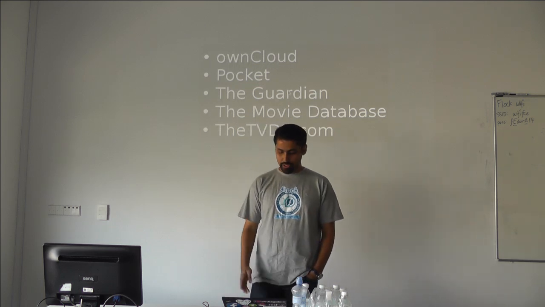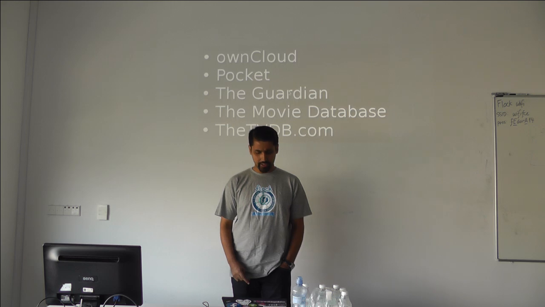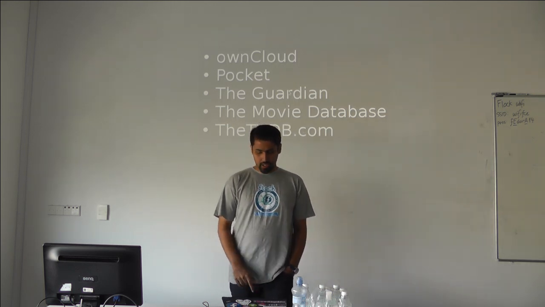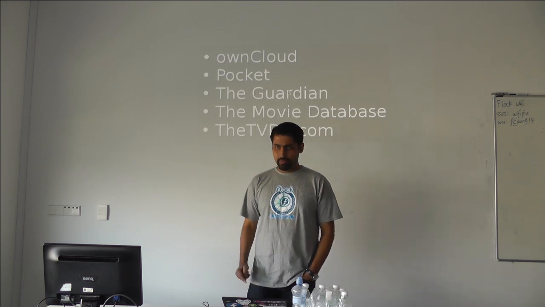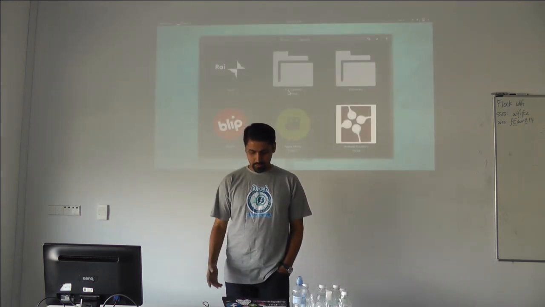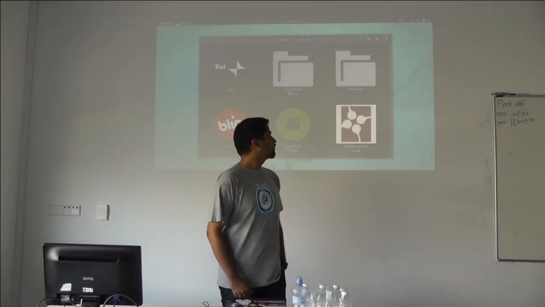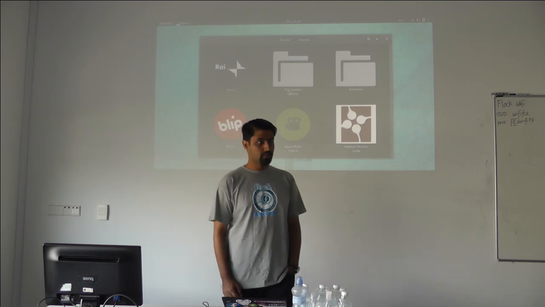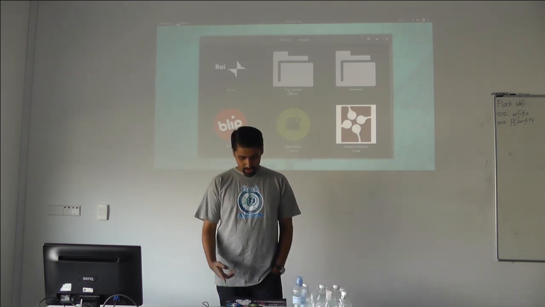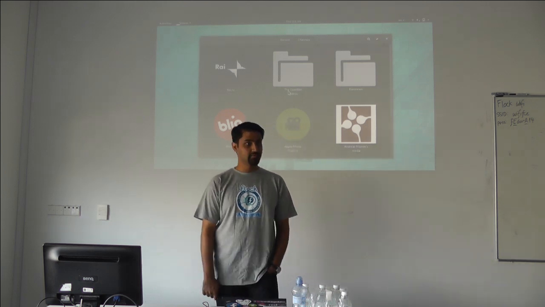The Guardian, and The Movie Database is for metadata for videos, if I remember correctly, and then there is also tvdb.com, which is also for metadata for videos. There's also Rai TV, Blip TV, and a few more. So this is Videos showing all the different online sources for videos that it has. So you see the Guardian videos, you see stuff from DLNA, like this Andreas Nilsson's media.